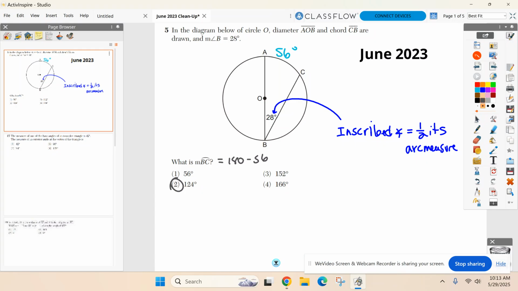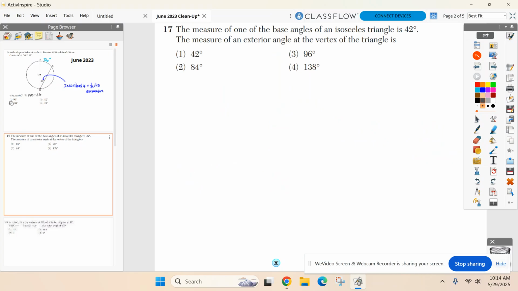Okay, thank you. Easy problem when we do it together, but if you don't know the inscribed angle fact, good luck. Again, I wish they were more consistent on the circle facts, but they are not, unfortunately. All right, next up, 17.